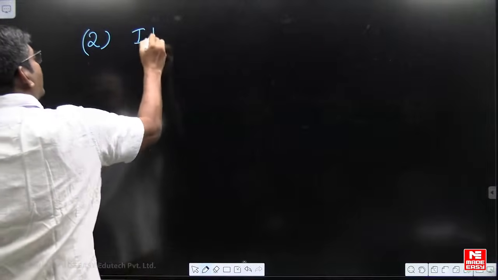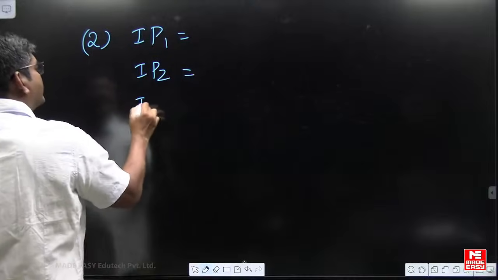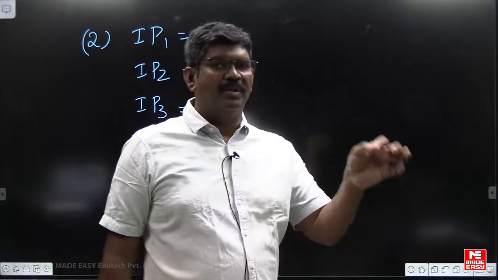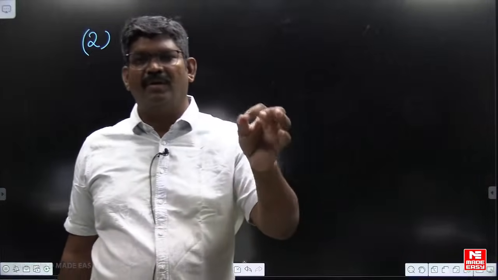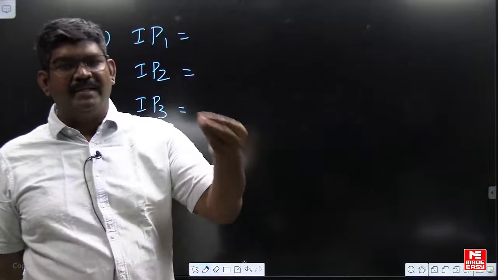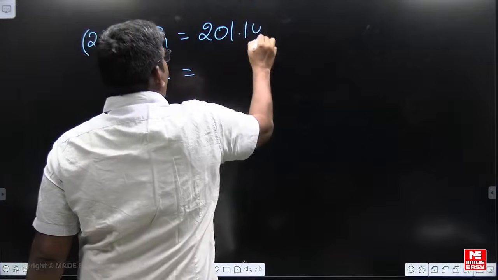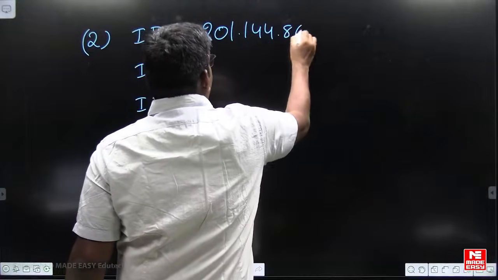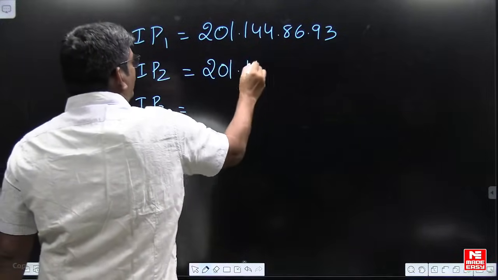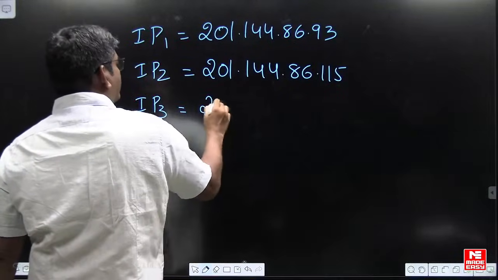Suppose for example say the IP address IP1 I am giving. Okay, so this is IP2 and this is IP3. Some IP addresses. See, basically once you give a logical address to a particular computer, you can call it a host, then only you can communicate. So the meaning of IP is you are assigning the IP address to a computer. For example, say I am giving this IP address 201.144.86.93. ये तो पहला IP address है. 201.144.86.115, suppose.